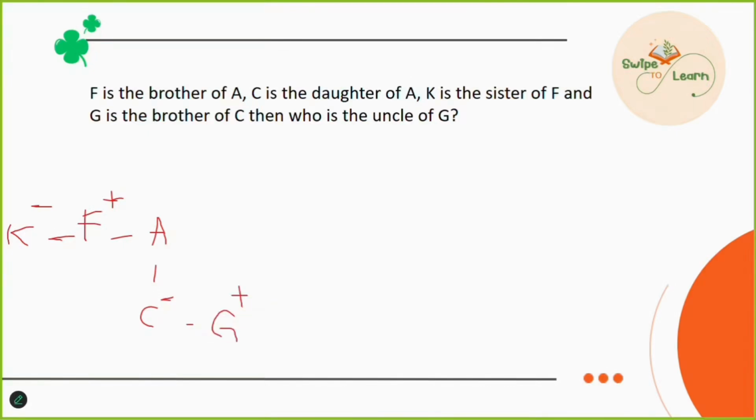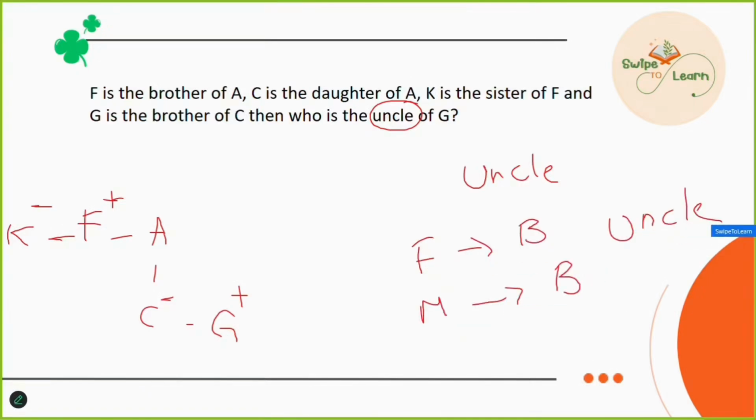Then who is the uncle of G? Let's first think what means the uncle. Who will be our uncle? Either our father's brother or our mother's brother would be our uncle. So who is the uncle of G? Now you are the G. Your mother or a father. See, A's gender is not revealed. Okay, but even though gender is not revealed, A is your parent.